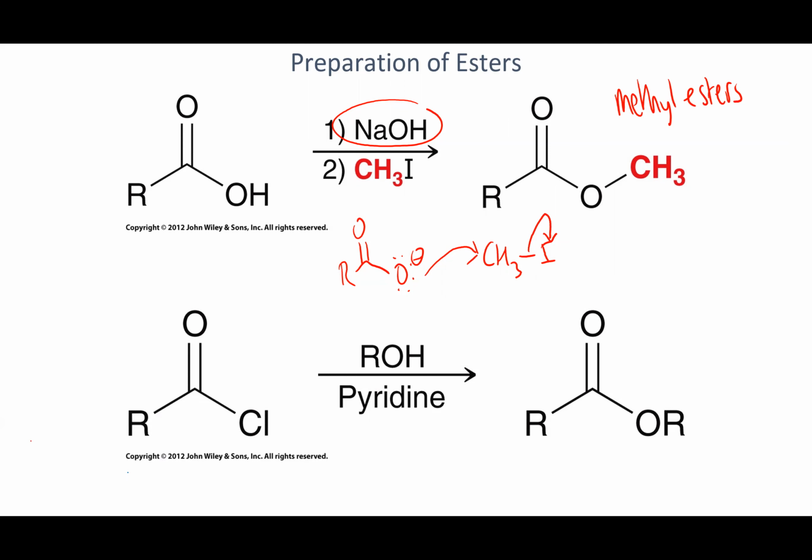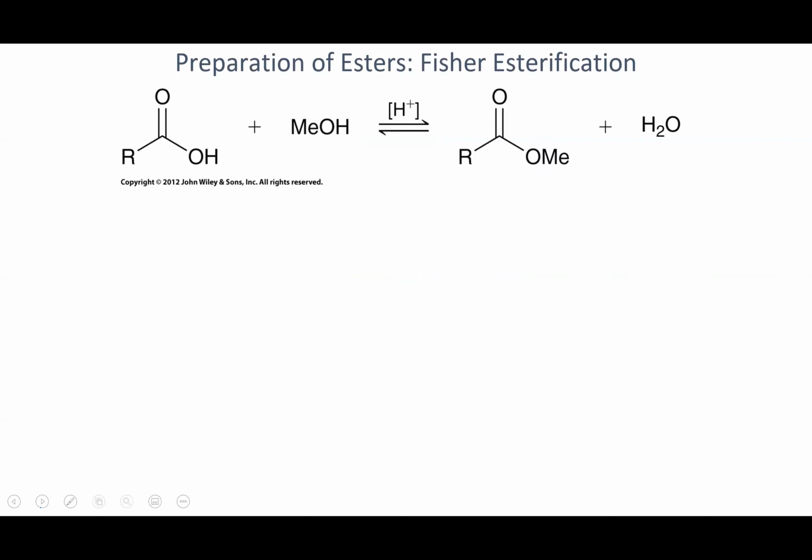For more complicated ones, we could use one that we saw in the acid chlorides, where you take the acid chloride and react it with your desired alcohol in the presence of pyridine. But the classic reaction of esters is this one coming up next, which is the Fischer esterification. So this is where you take an acid and an alcohol and you get an ester and water.